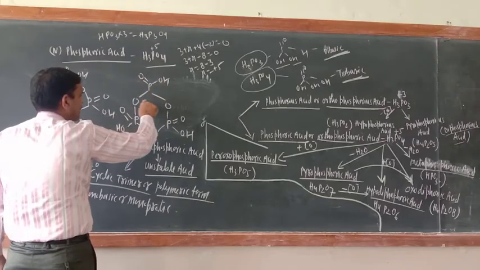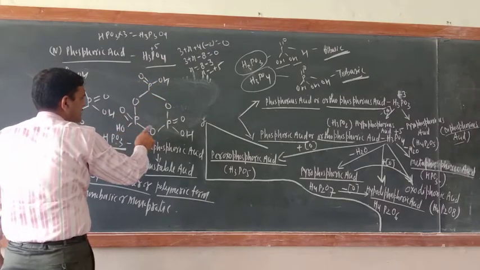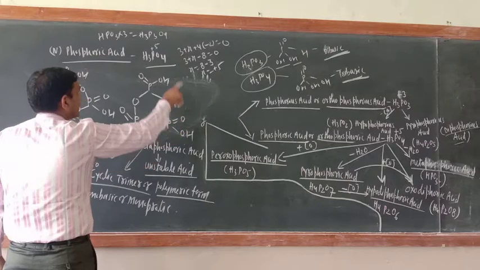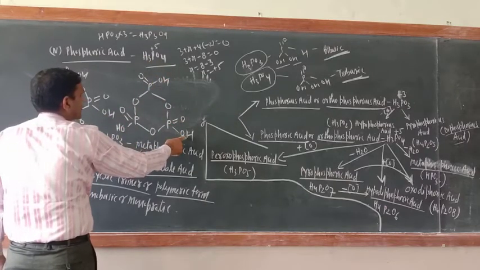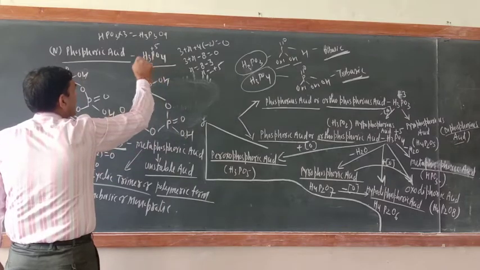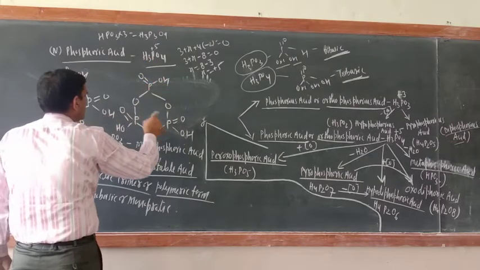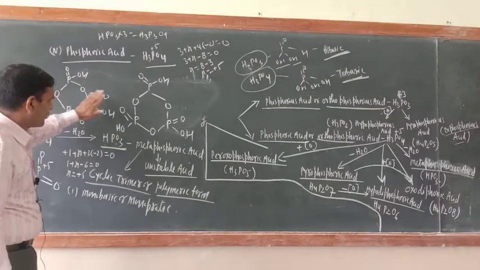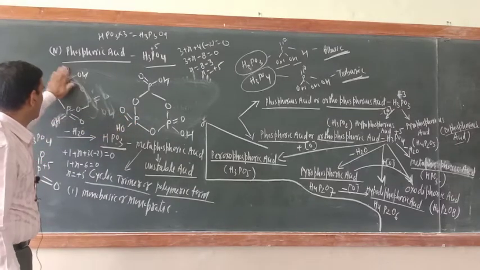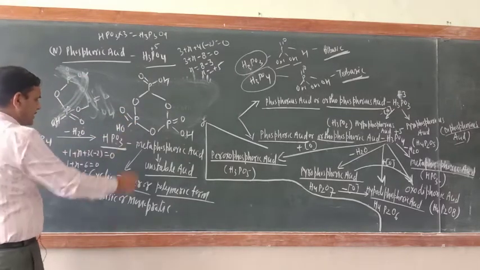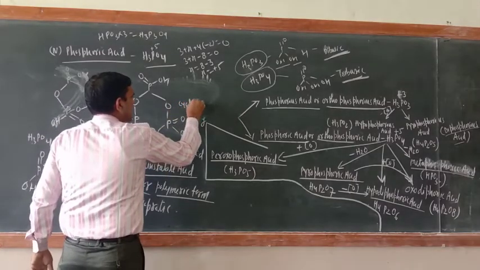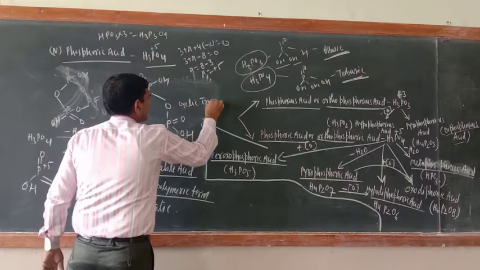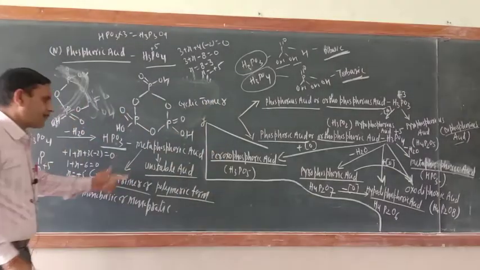1 2 3 4 5 6 7 8 9 oxygen. How many hydrogen? 1 2 3 hydrogen. How many phosphorus? 3 phosphorus, 1 2 3. So better than this one, this structure is there. Don't write this one; this is the structure. Cyclic trimer. Okay. What about polymeric form?